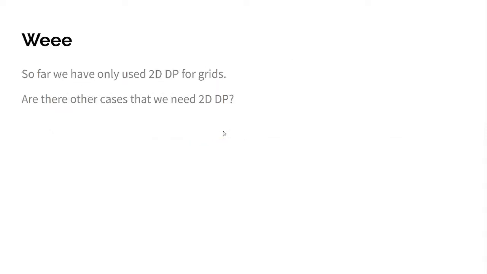So now we are going to move on to some other use cases for 2D DP. So let's say in this case, coin combinations.